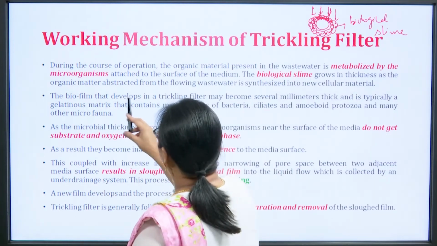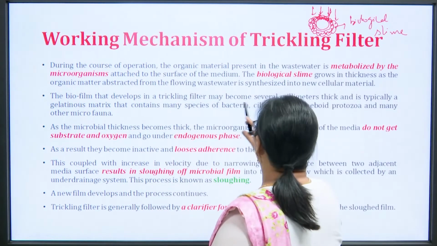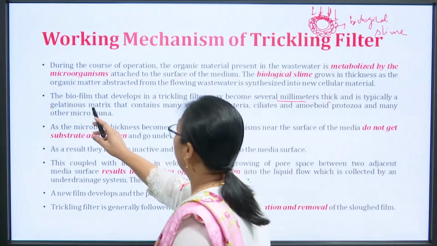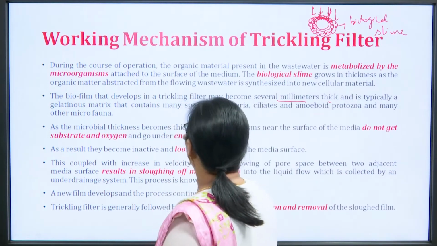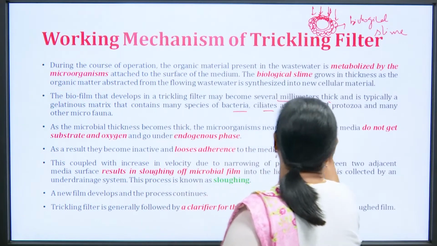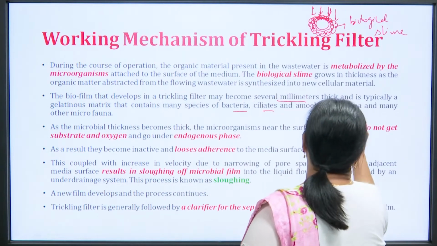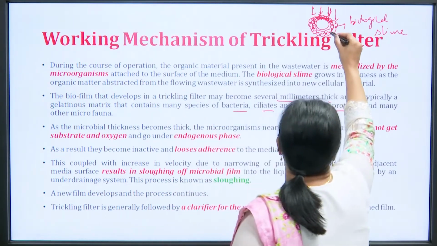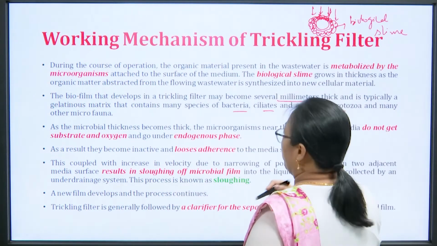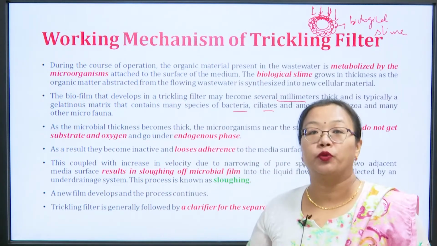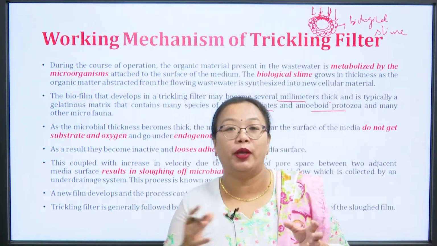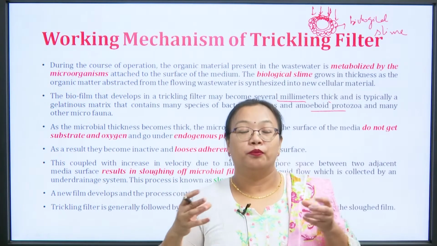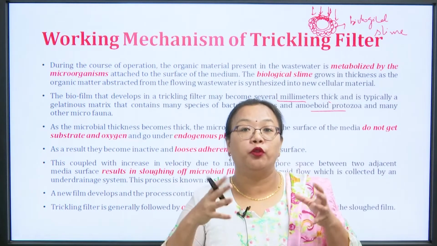The biofilm that develops in a trickling filter may become several millimeters thick and is typically a gelatinous matrix that contains many species of bacteria, ciliates and amoebic protozoa and many other microfauna. So, obviously, it is going to have lots of microorganisms and it is going to grow. Once it grows, what is going to happen? It keeps on growing. Afterwards, it becomes too big for the media to hold, so it is going to fall off.